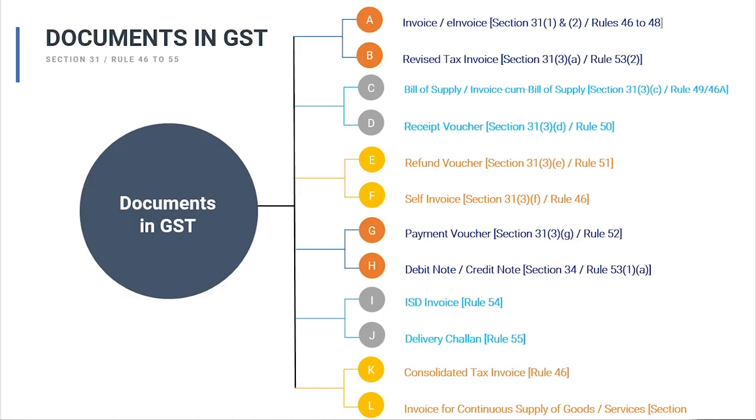If it is with reference to supplies received from an unregistered person under reverse charge, a self-generated invoice needs to be issued. In addition, there is what is called an ISD invoice and a delivery challan. Now, these are the documents that are there in GST. What did I tell you is actually reflecting in the GSTR1? What is actually reflecting in the GSTR1 is the data pertaining to these documents that have been issued during a particular tax period.